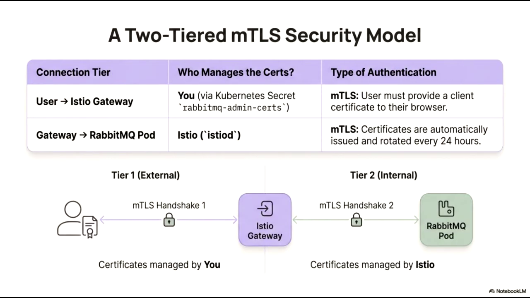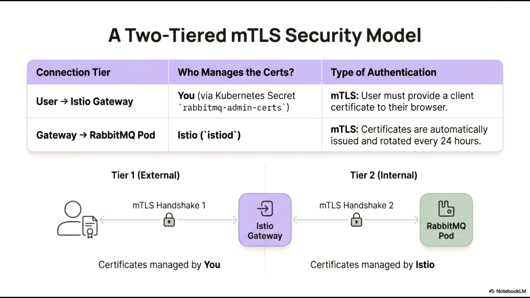This diagram illustrates a two-tiered mTLS security model designed to provide end-to-end encryption and mutual authentication for traffic reaching a RabbitMQ pod. In the first tier, which represents the external connection from the user to the Istio gateway, you are responsible for managing the certificates. This is handled via a Kubernetes secret named rabbitmq-admin-certs. For this tier, users must provide a valid client certificate to their browser to successfully complete the mTLS handshake.